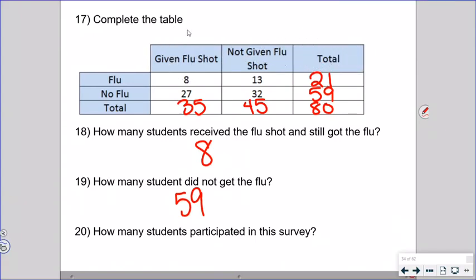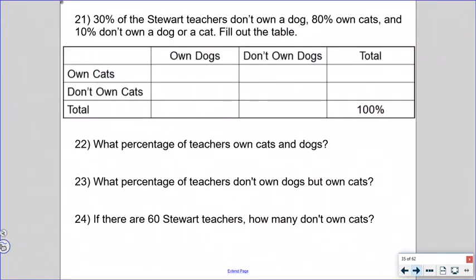And how many students participated in this survey? That's the grand total. 80. Hey, good work. I'll give you a couple minutes to do all of these. See if you can fill in the blanks based off of what we did up there in 21, and answer these. I'll give you 5 minutes or so.